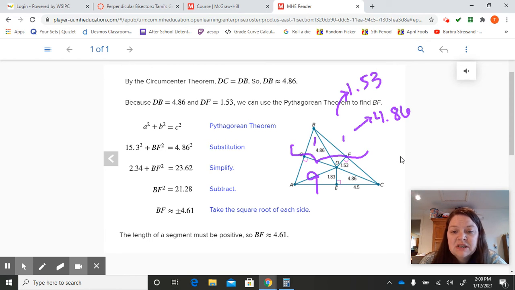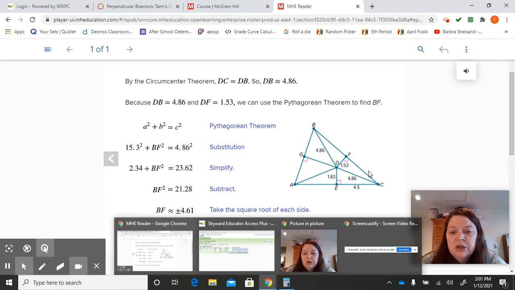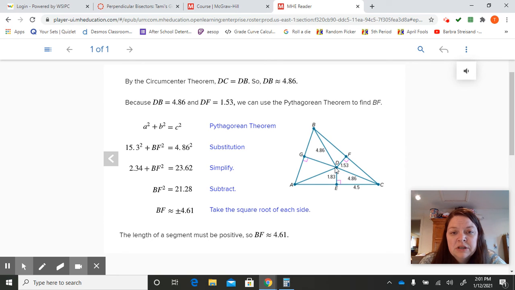Then we're going to do the same thing. Let me clean this up a little bit. Because we know that DC is equal to DB, because the circumcenter tells us that these points, these lines here, are equidistant. So we know if this is 4.86, this has to be 4.86. Therefore, because DB is 4.86 and we know DF is 1.53, we can use the Pythagorean theorem to find this length here, BF.